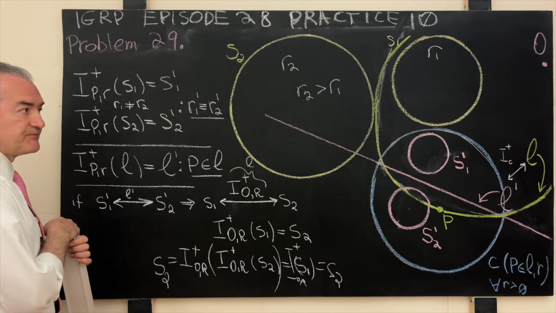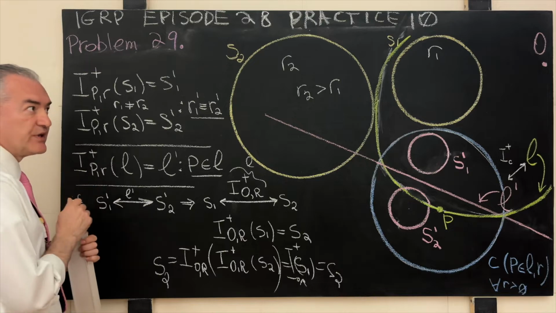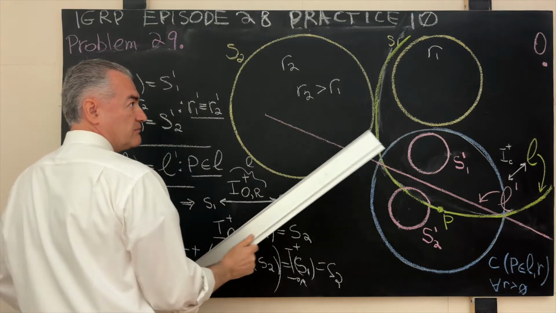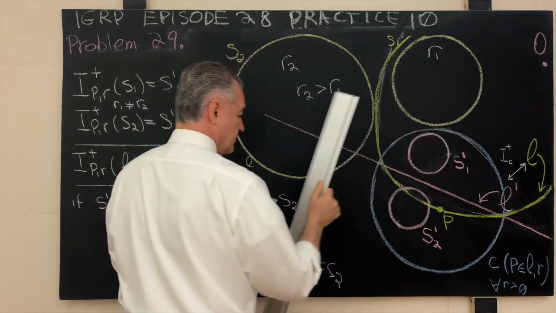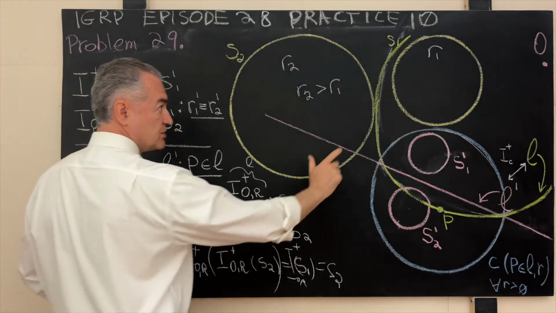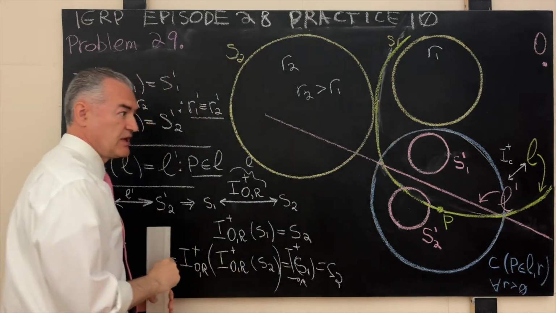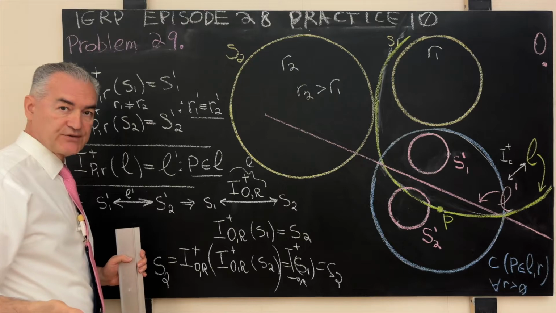And now we understand that if we can find a point O and the magnitude of the radius under which these two circles trade places, then pretty much the problem is solved.